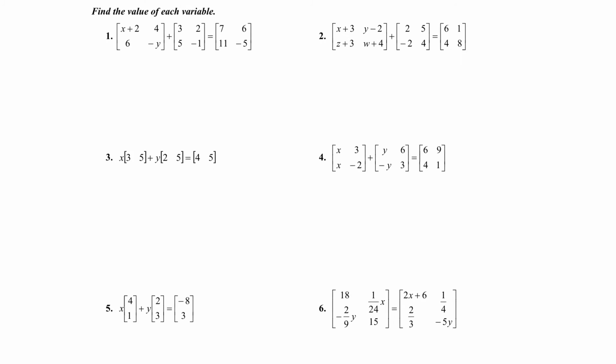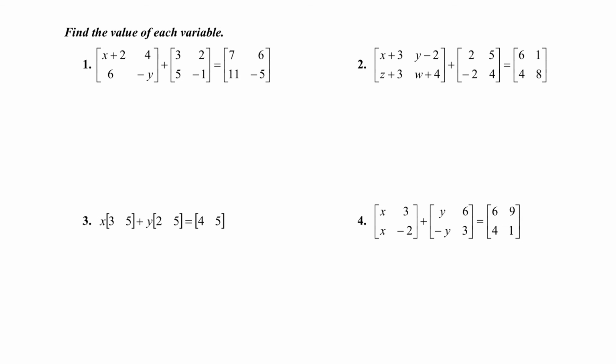Okay, so this is the last page here. You're going to have to do some problem solving now that you know how to add and subtract and do scalar multiplication of matrices. So on this one, you have a 2 by 2 and then a 2 by 2, and the result is a 2 by 2 when you add them.